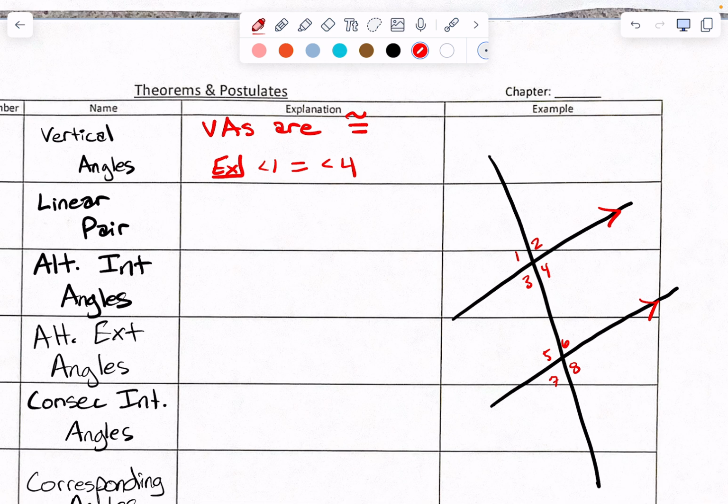All right, let's talk about linear pairs. Give me an example of a linear pair. 1 and 2 are a linear pair. Now, what happens with a linear pair? LPs are what?